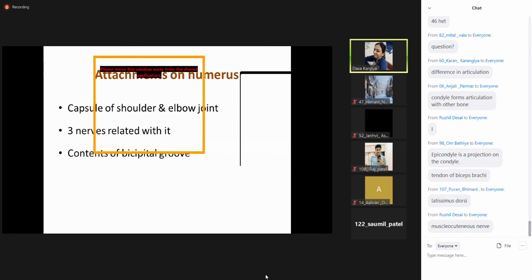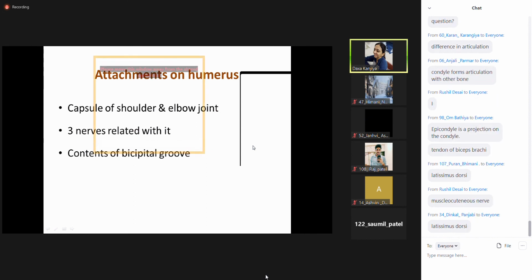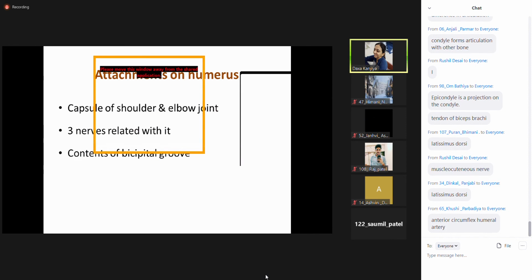See, there is a difference between the contents and attachments on the bicipital groove. Contents are not attached to the groove; they just pass through the groove. And there are three muscles attached to the bicipital groove. One of them is the latissimus dorsi. So the contents include the tendon of the biceps brachii and the ascending branch of the anterior circumflex humeral vessels.